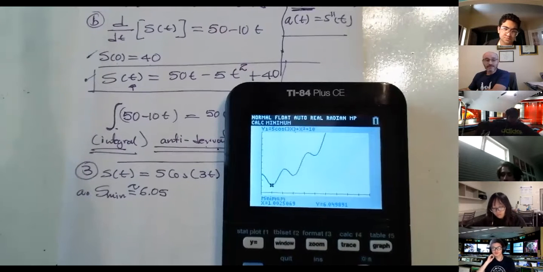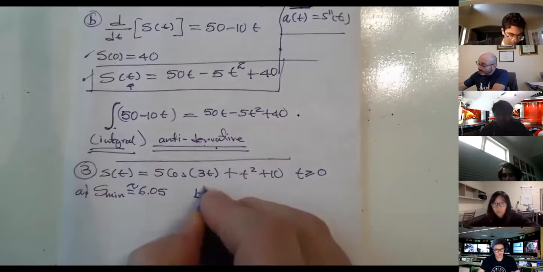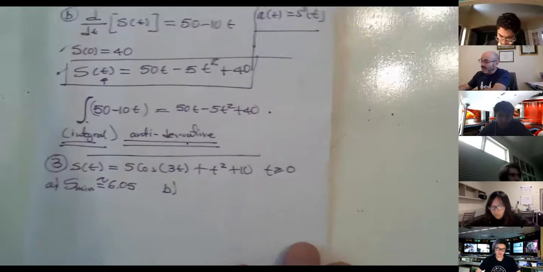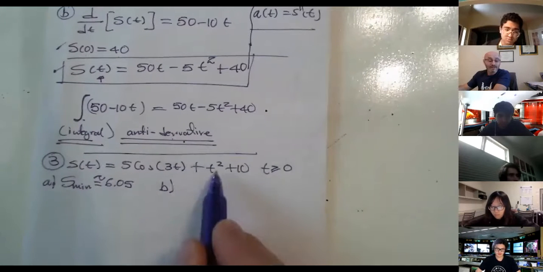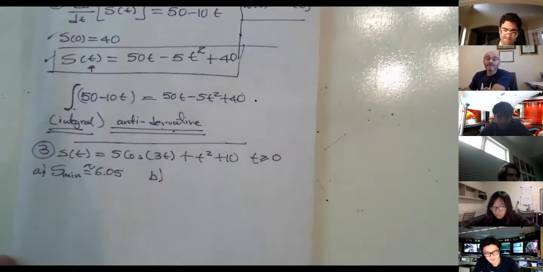Okay, cool. If there are no questions, let's try part B. Part B says, find the acceleration. So finding the acceleration will be to find the derivative of this, right? I'm sorry, find the second derivative, not the first derivative.